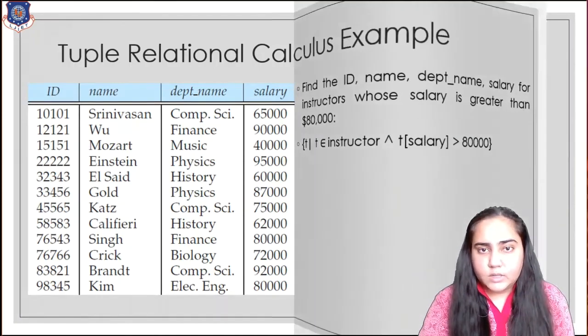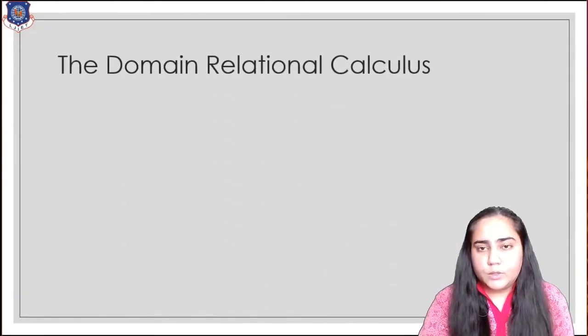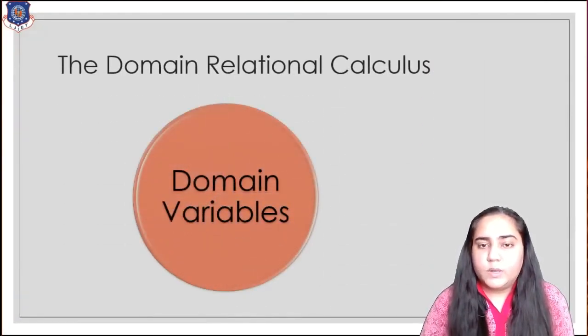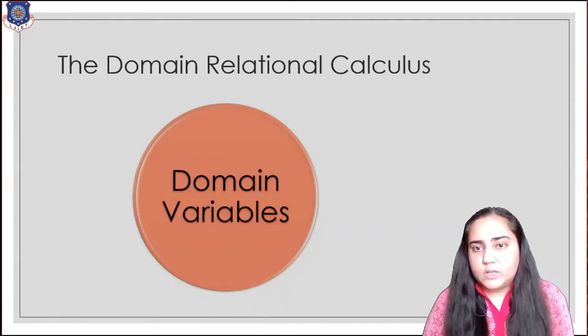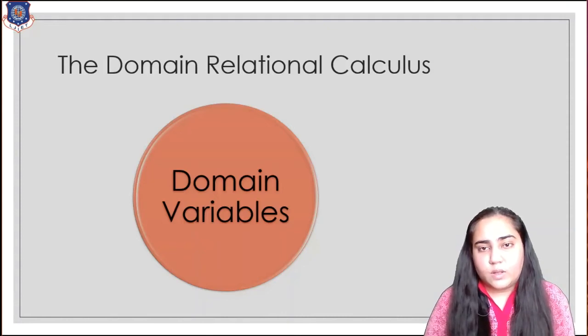Now let's proceed to domain relational calculus. Domain relational calculus works with domain variables. So in tuple relational calculus, we were working with rows and using rows as variables. In domain relational calculus, we will be working with columns and using column names as variables. But it is very much like tuple relational calculus, and it is non-procedural as well.